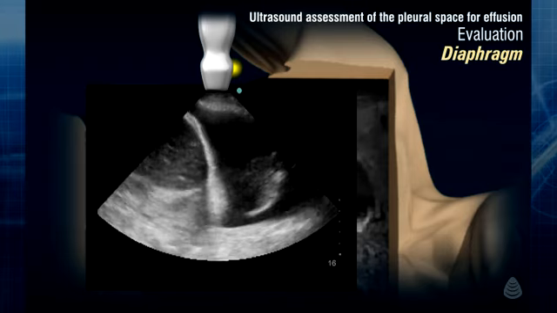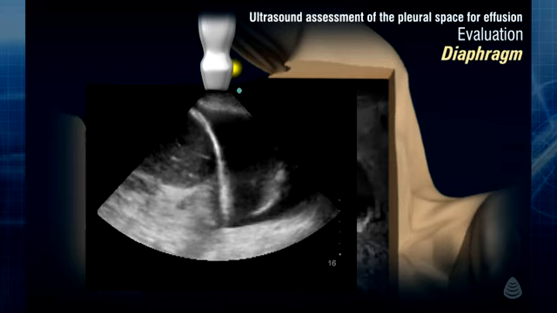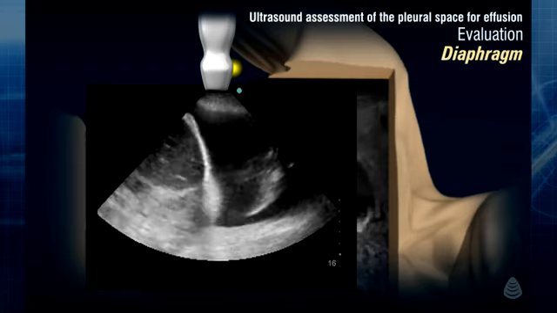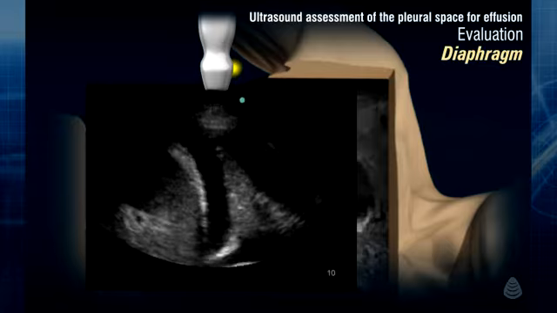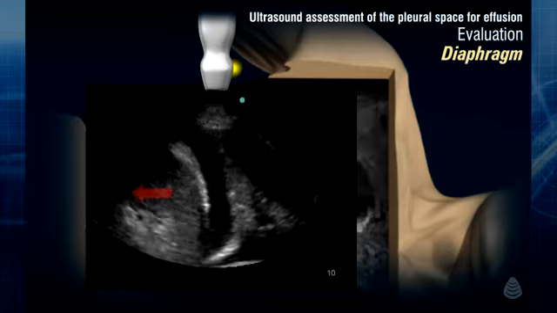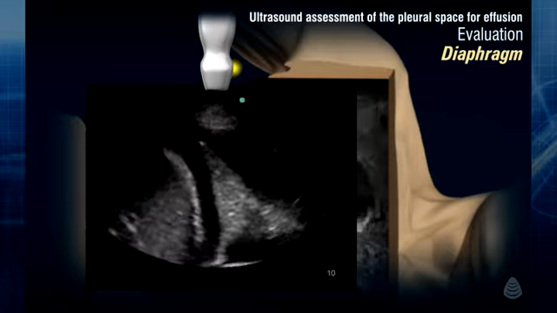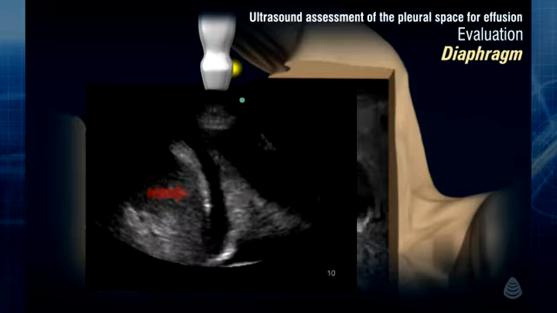Movements of the hemidiaphragm with respiration can be readily examined, and diaphragmatic elevations or paralysis may be diagnosed with a real-time ultrasound study. A normal diaphragmatic motion is here shown in this patient with a large pleural effusion. The diaphragm will normally go down on inspiration and go up on expiration.